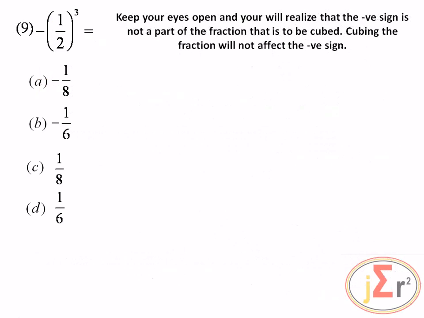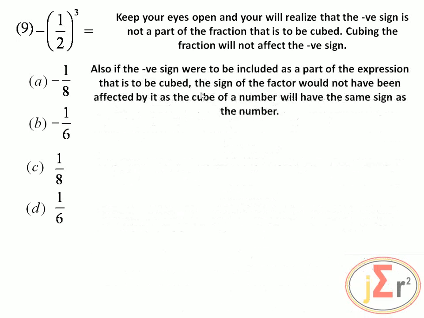Keep your eyes open and you will realize that the negative sign is not a part of the fraction that is to be cubed. Cubing the fraction will not affect the negative sign. This negative sign that we have right here, outside of the bracket, that means we have a half and we are cubing that half, and the cubing of the half is not going to be affected by that sign.